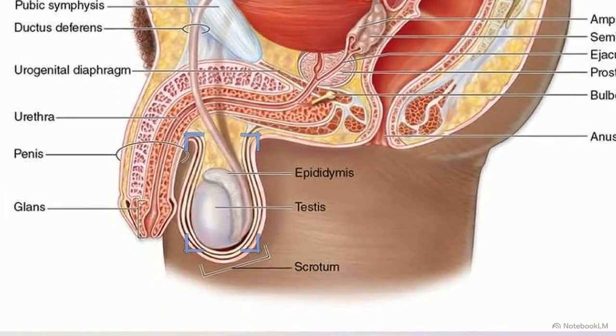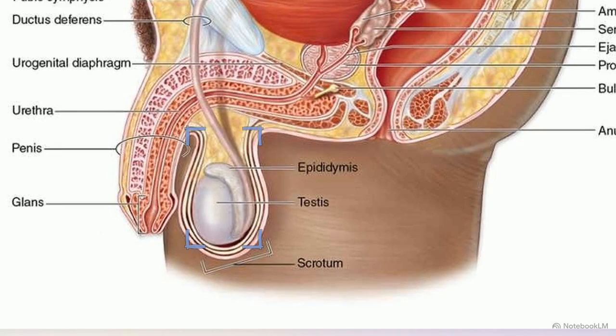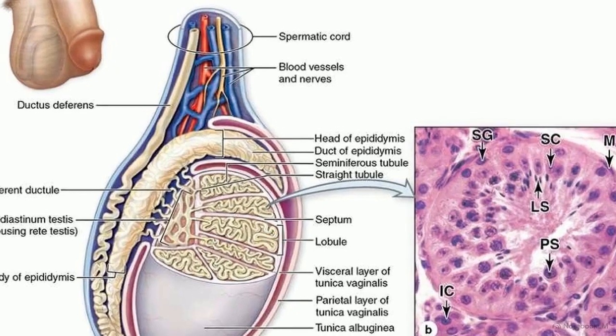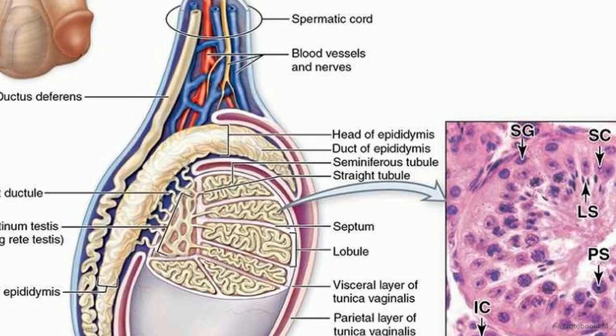The organ itself is subdivided internally by fibrous septa into roughly 250 distinct pyramidal compartments, known as testicular lobules. Looking closely at this cutaway diagram of a single lobule, we find it consists of two primary components: a sparse interstitial connective tissue and 1 to 4 highly convoluted loops called seminiferous tubules.